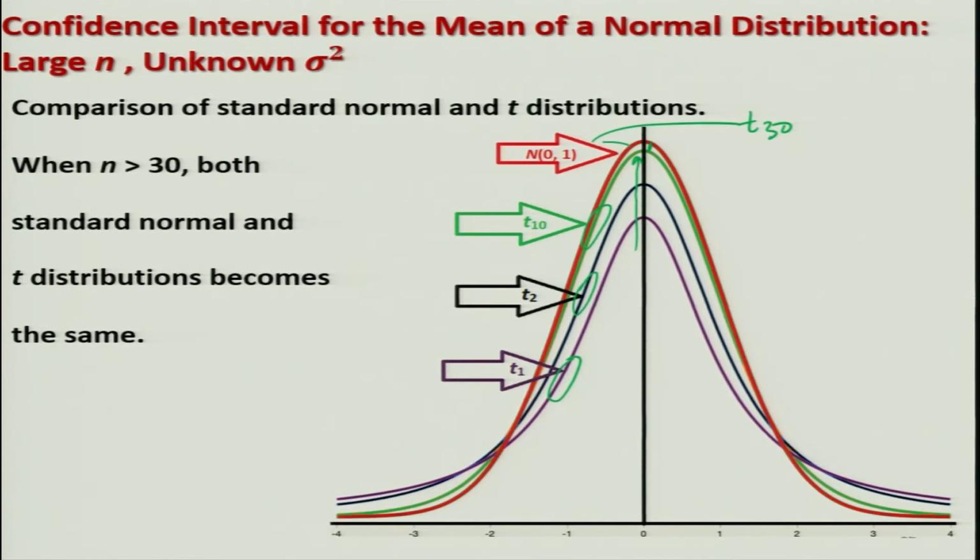Now, if you want to know a value somewhere here on the left hand side of the curve, then whether you use the normal distribution or the t distribution with 30 degrees of freedom or more, that will not make any difference.